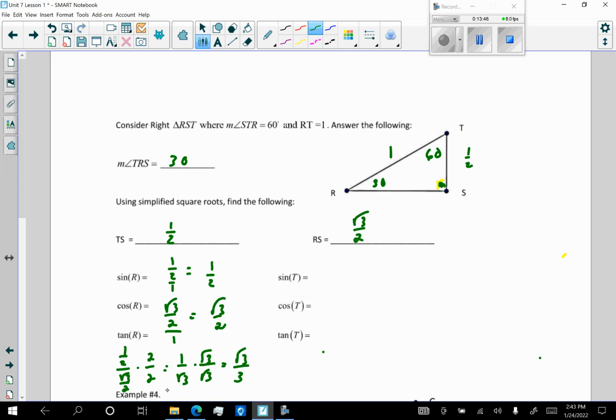Hey, let's look at the sine of T. The sine of T is going to be square root of 3 over 2. What's it going to be, though? It's going to be square root of 3 over 2 divided by 1, which is square root of 3 over 2. The cosine of T is going to be the adjacent to T over 1, which is just 1/2. And the tangent of T is going to be opposite, square root of 3 over 2, divided by 1/2. The 2's cancel, square root of 3.